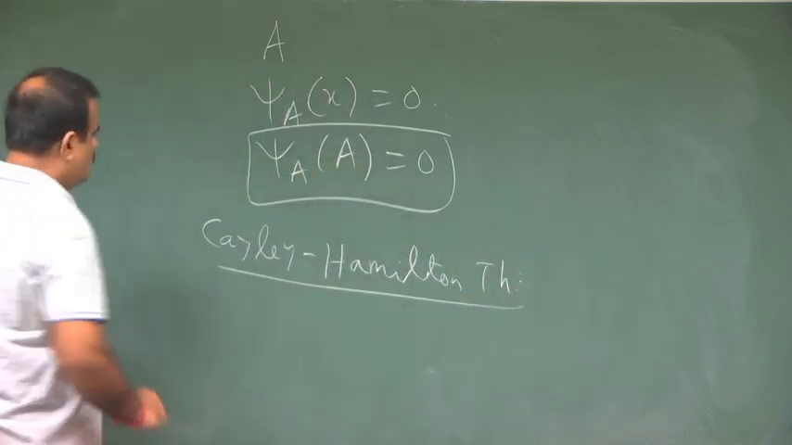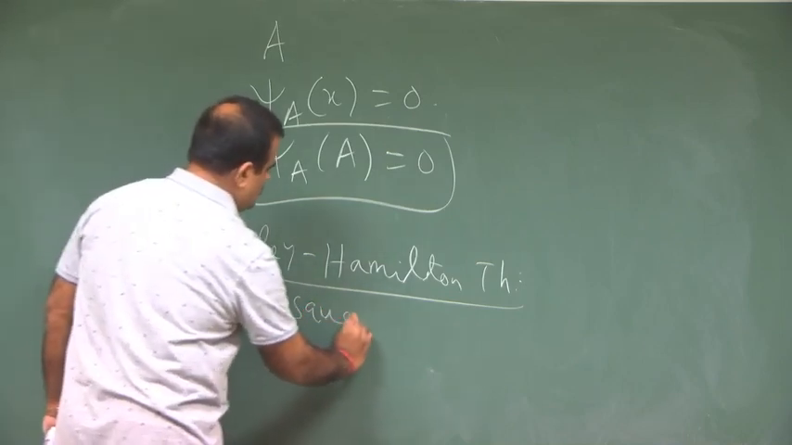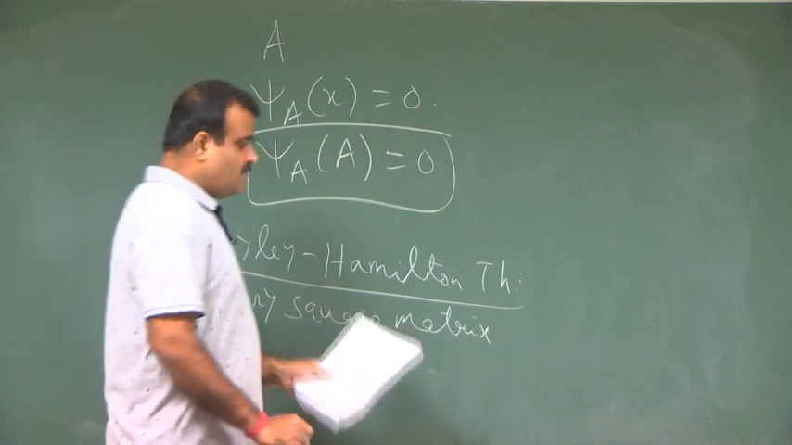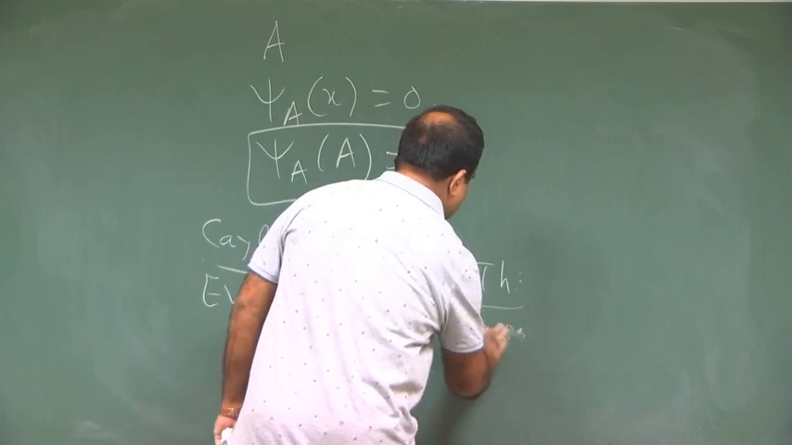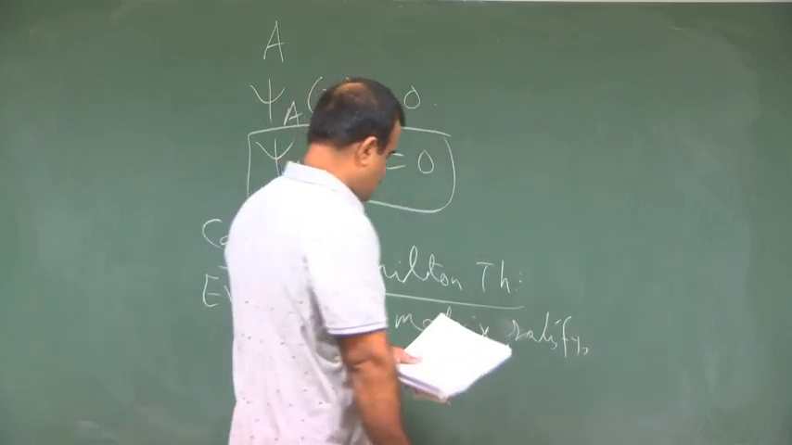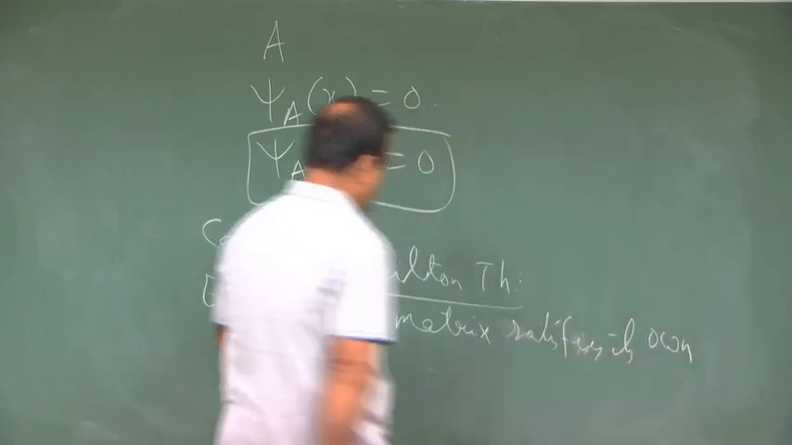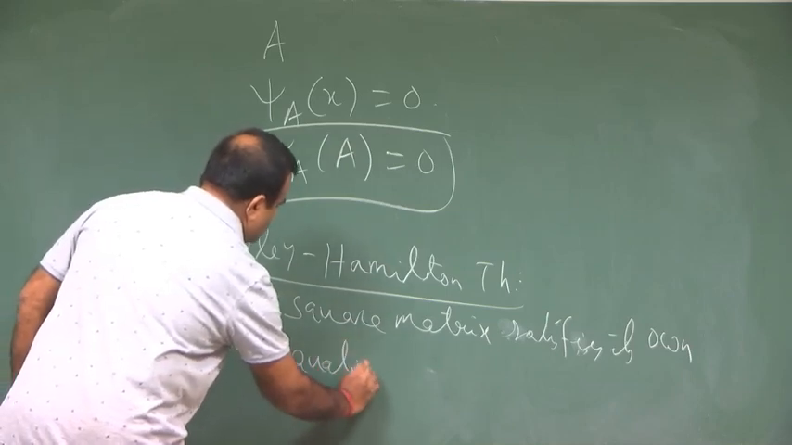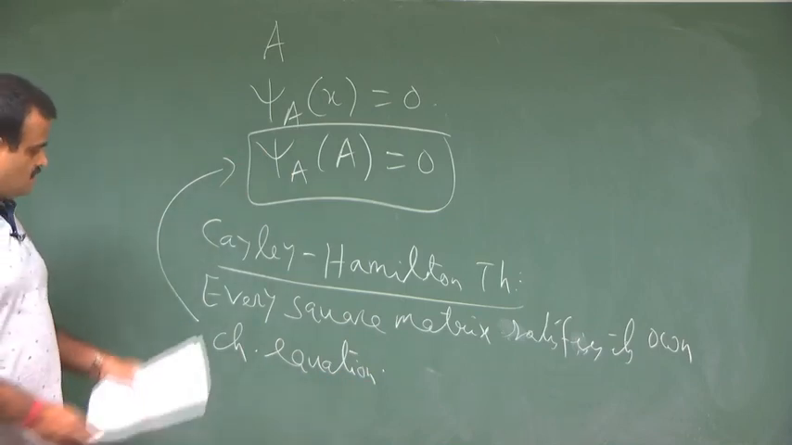So, what is it telling? Every square matrix satisfies its own characteristic equation. So, that means this phi A of A is 0.